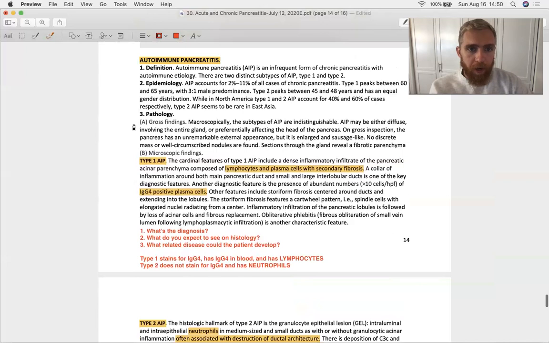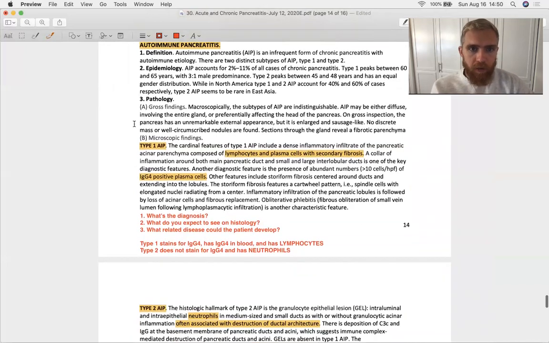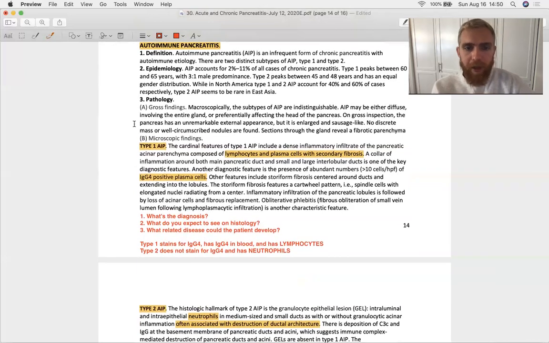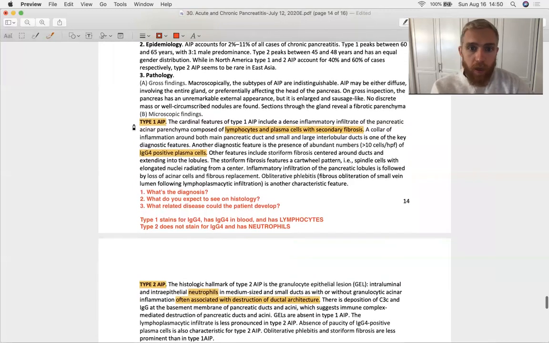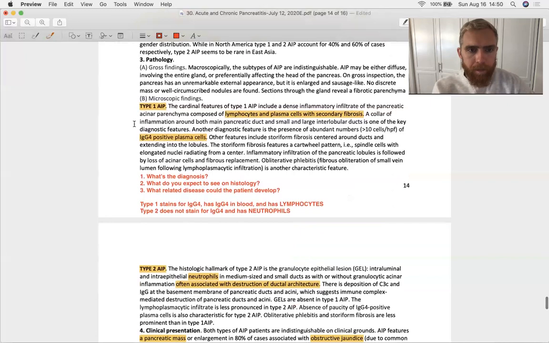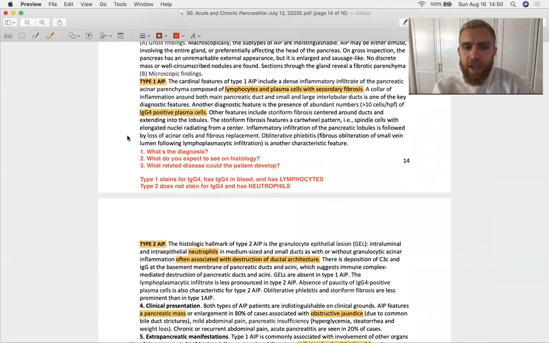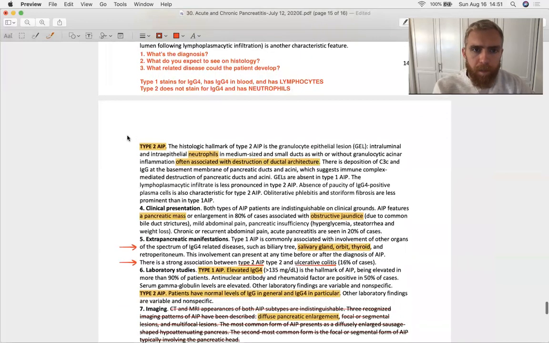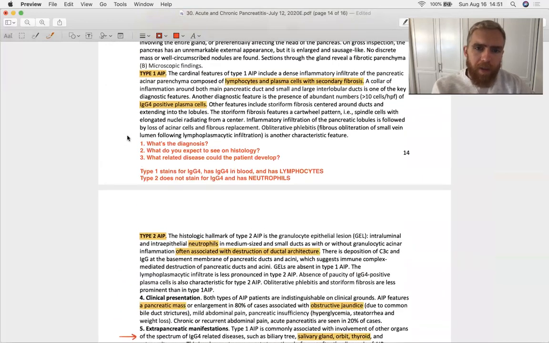So what they're going to ask you about autoimmune pancreatitis is they could just ask you to make the diagnosis based on histology. They could give you the diagnosis and ask you what you would see on histology. Or they could ask you what related disease could the patient develop, because that's included here in the SDL as well. So how do you make this diagnosis?